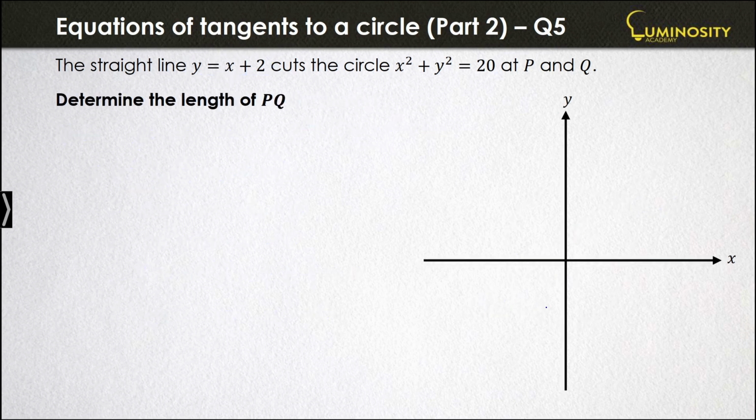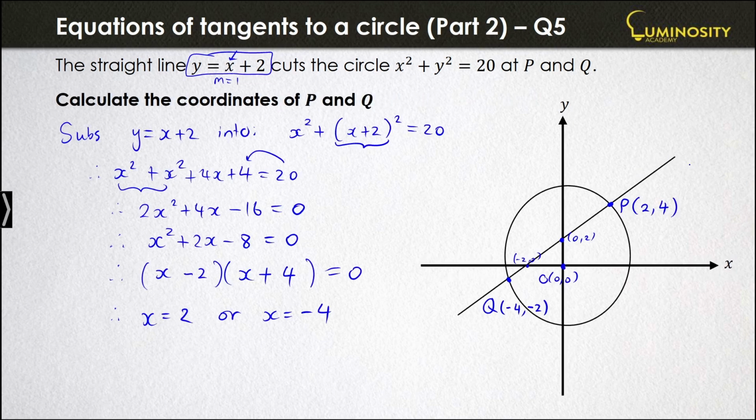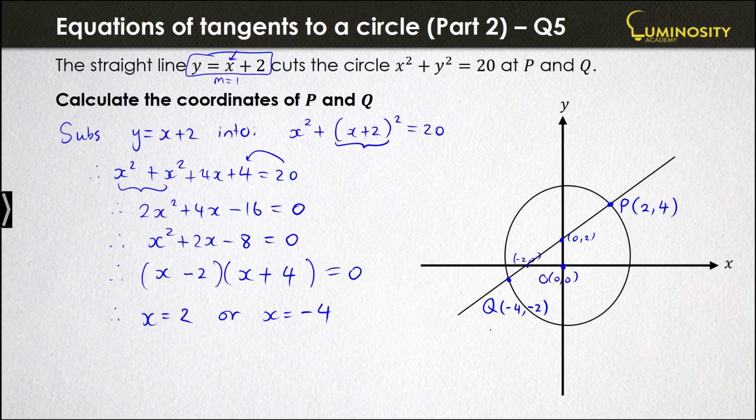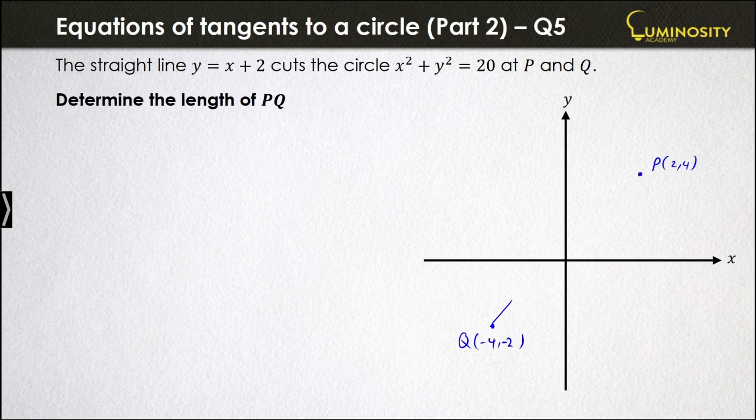Next, we want to determine the length of PQ. Again, P was the point (2, 4), which I'll just put over there, and then Q was the point (negative 4, negative 2), which is over here. Let's work out the length of this line. You can use the distance formula, but I'm going to use the Pythagorean theorem here in a geometrical interpretation. Negative 4 to 2, that's 6 units across. Negative 2 up to 4, that's 6 units up.